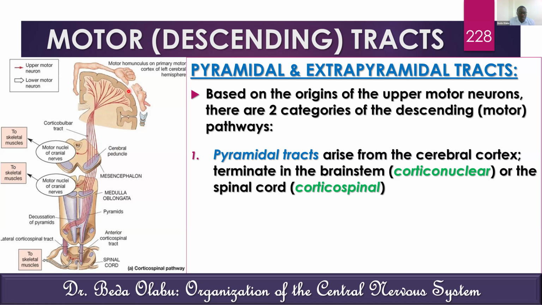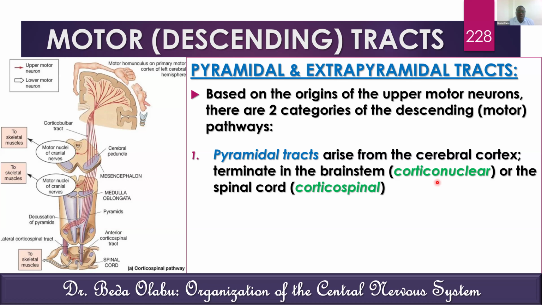Some pyramidal tracts will arise from the cerebral cortex and terminate onto the brainstem. At the brainstem, they'll synapse with cell bodies of neurons that constitute motor cranial nerves. Such pyramidal pathways that terminate at the brainstem constitute what we call the corticonuclear pathway. Sometimes you may hear the term corticobulbar, and some people have used them interchangeably. Well, the strict meaning is that corticonuclear refers to the descending tract that targets cranial nerve motor nuclei of the brainstem.